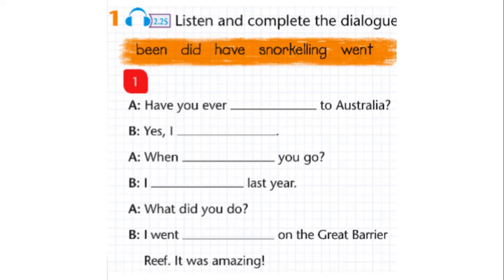1. Have you ever been to Australia? Yes, I have. When did you go? I went last year. What did you do? I went snorkeling on the Great Barrier Reef. It was amazing.